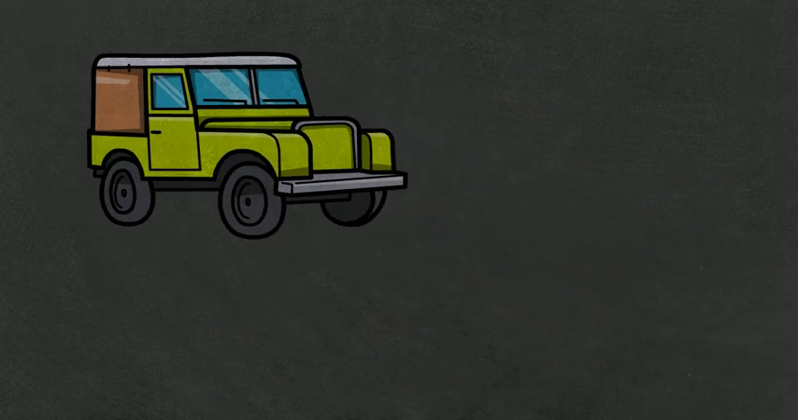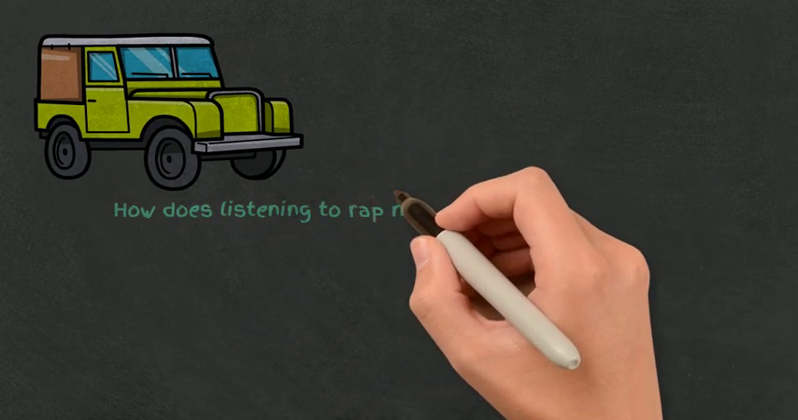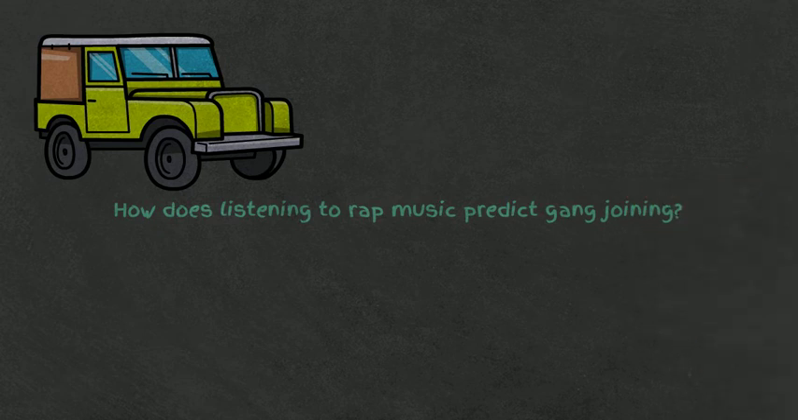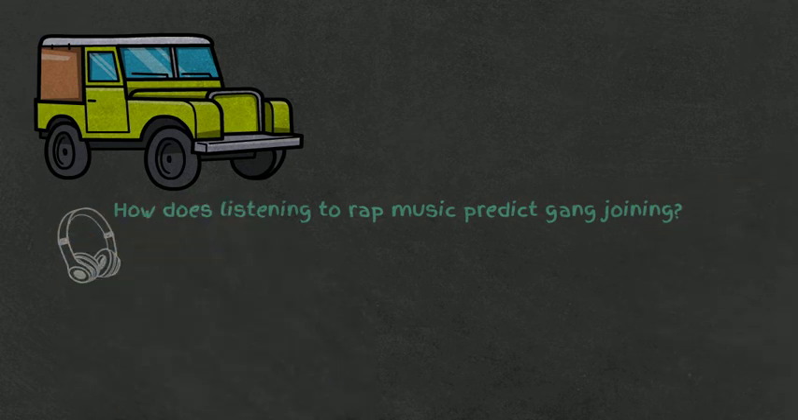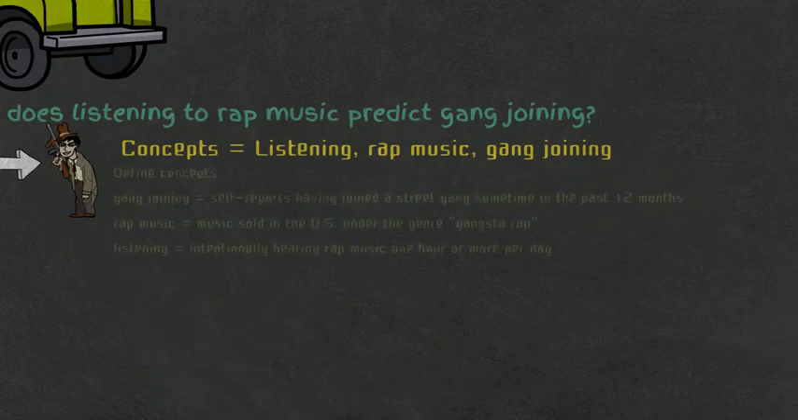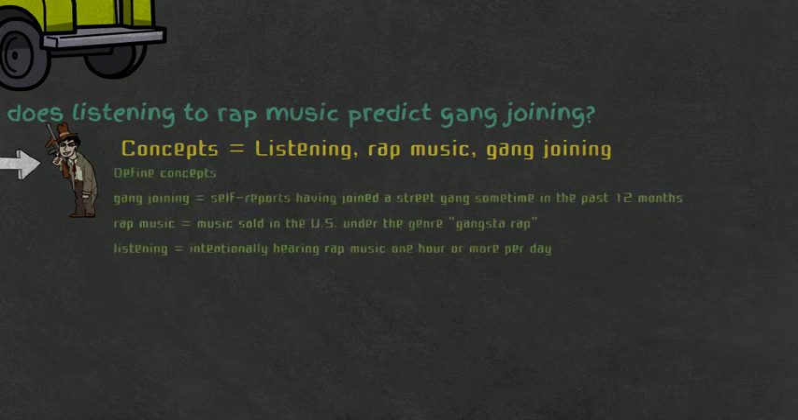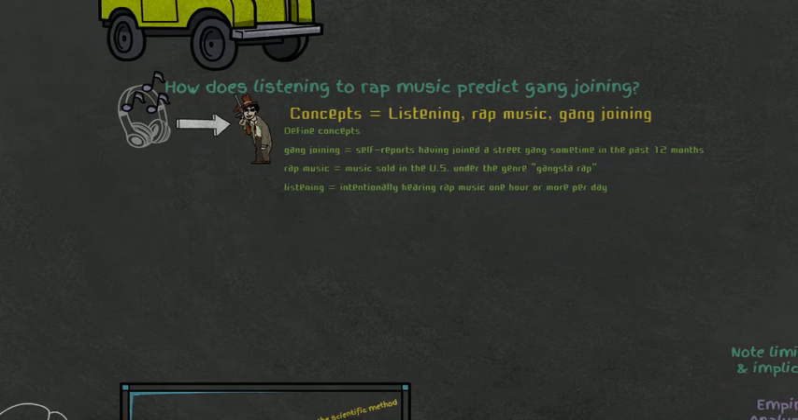So our research question is, how does listening to rap music predict gang joining? We know the concepts in this question are listening, rap music, and gang joining. Let's define our concepts. Gang joining, like we mentioned in the Part 1 video, is the self-report of a person who states they have joined a gang in the past year. Rap music is music sold in the United States under the genre gangster rap. Listening is intentionally hearing rap music 1 hour or more per day.